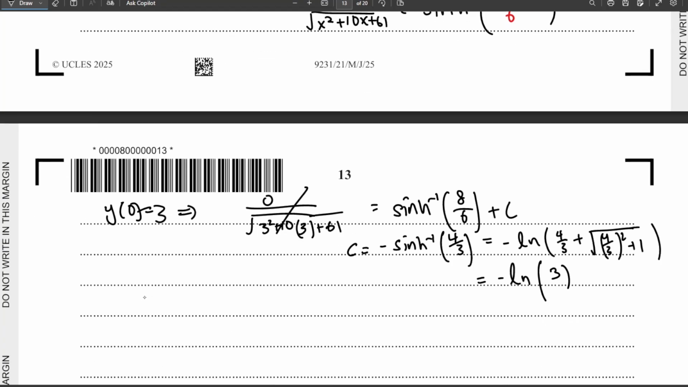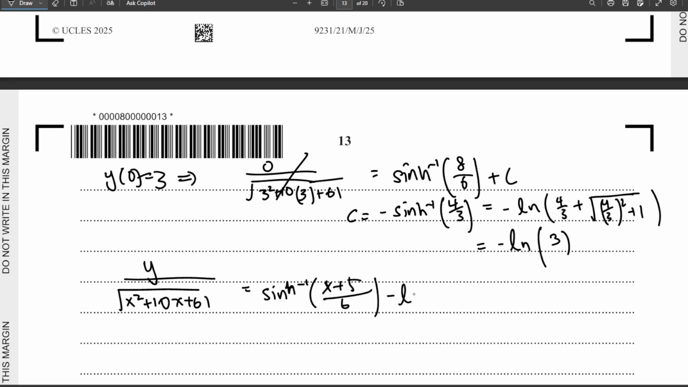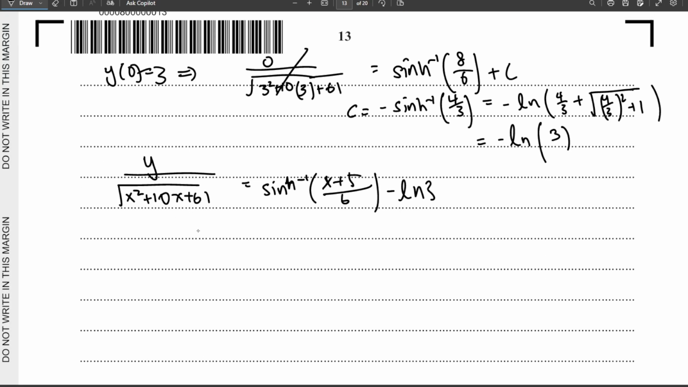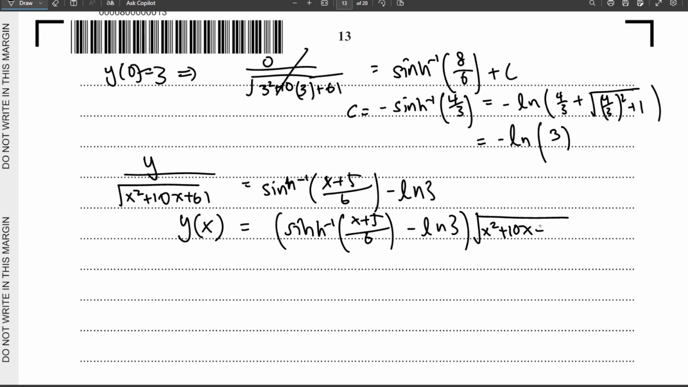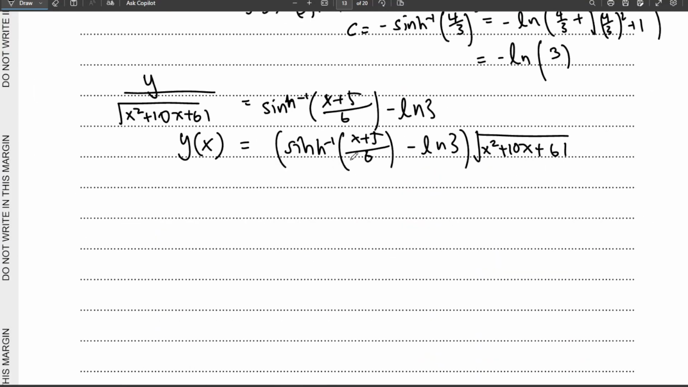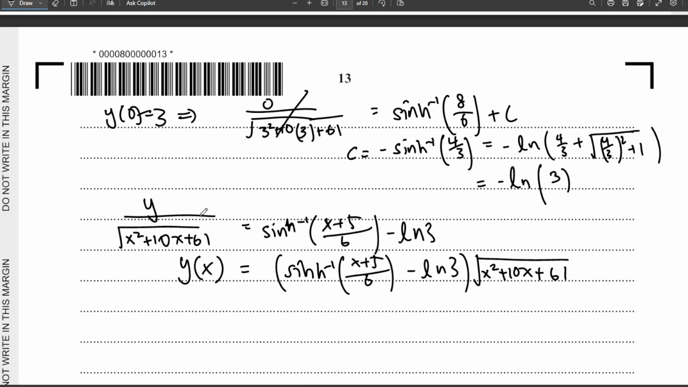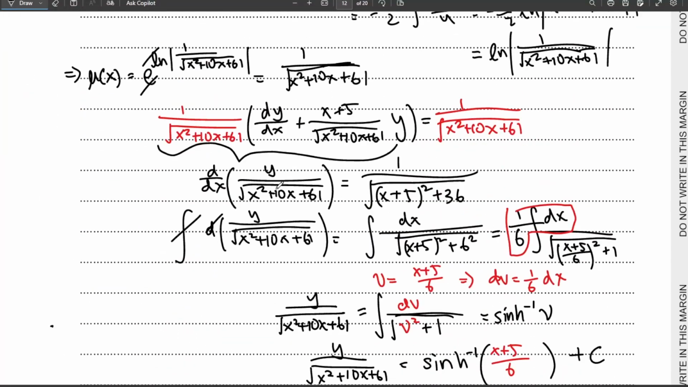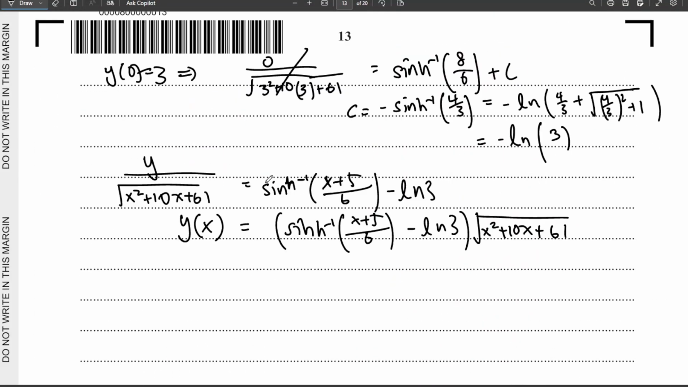And so in total we can just rewrite our function y over the integrating factor. Yes, and then we can simplify even more. We can write y of x as this entire thing, and we multiply it by the square root. So we get exactly y as a function of x. So this should be the exact function of y. Okay, so that's how you solve the linear first order differential equation.